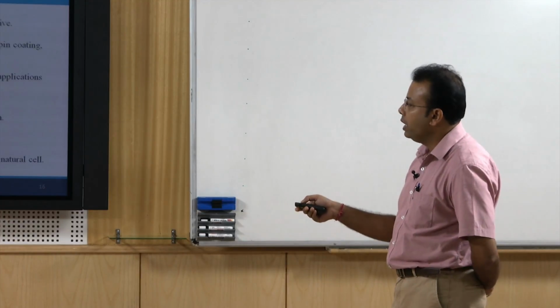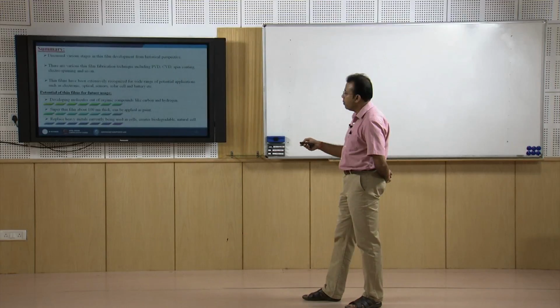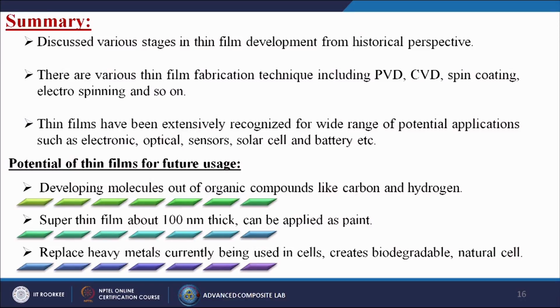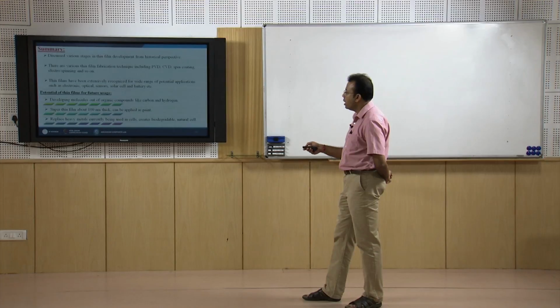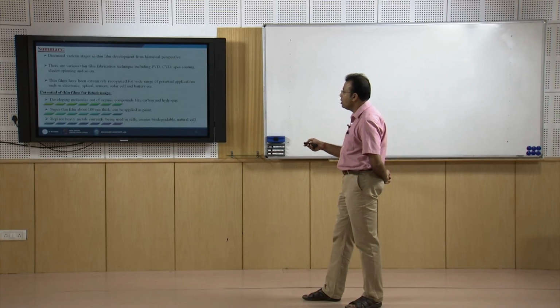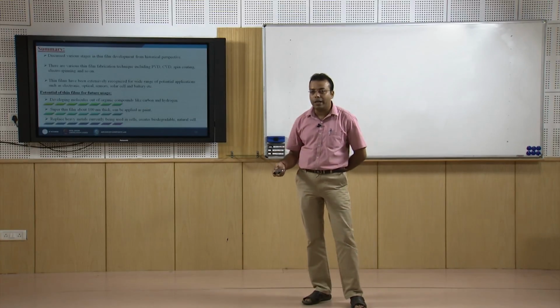So, the potential of thin films for future usage: developing molecules out of organic compounds like carbon and hydrogen. A super thin film about 100 nanometer thick can be applied as paint, replace heavy metals currently being used in cells, and create a biodegradable natural cell. So, these all are the future applications of thin films.